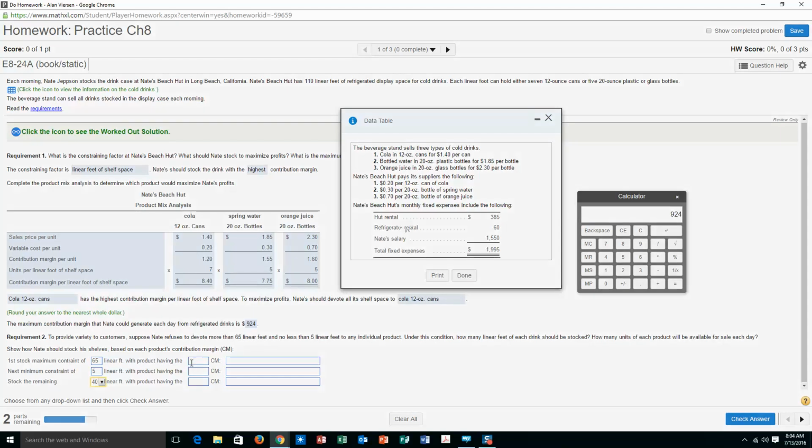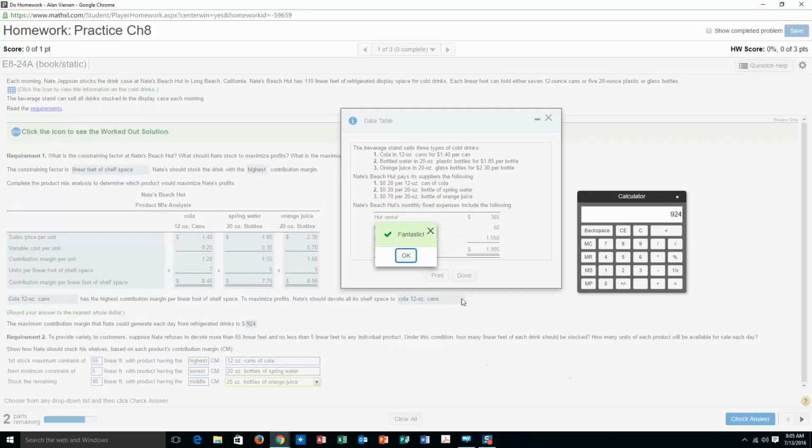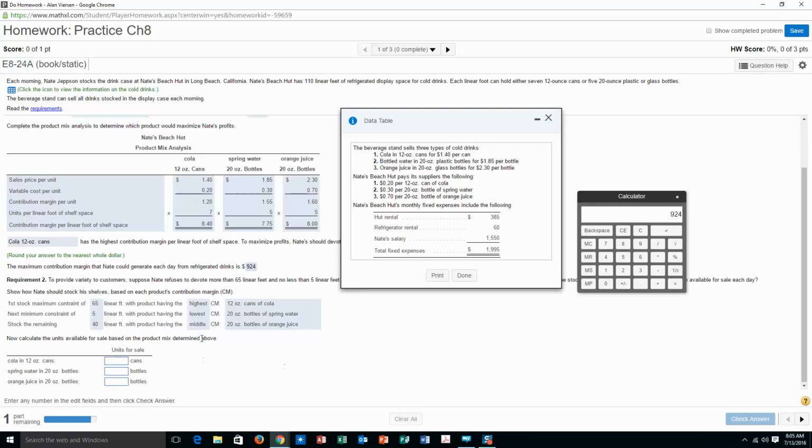The product with the highest contribution margin gets the most feet. The one with the lowest gets the least feet. And of course, the middle contribution will get the remaining. So we have 12-ounce cans. This is going to be the bottles of spring water. It has the lowest contribution margin. And this will be the orange juice. So again, check our answer. So you get the idea. In other words, we want to determine exactly which one of these we're going to use for how many linear feet.